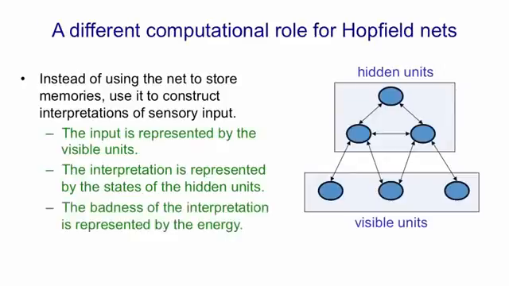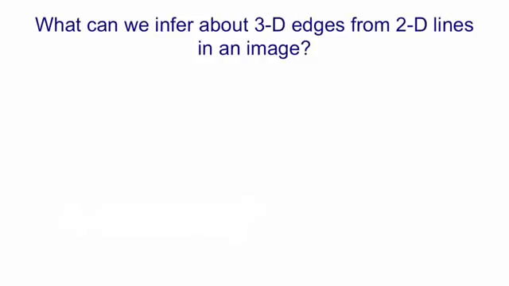The energy of the whole system will represent the badness of that interpretation. So to get good interpretations according to our current model of the world, which is in the energy function, we need to find low energy states of the hidden units, given the input represented by the visible units. I want to give an example of this to make the idea clearer.